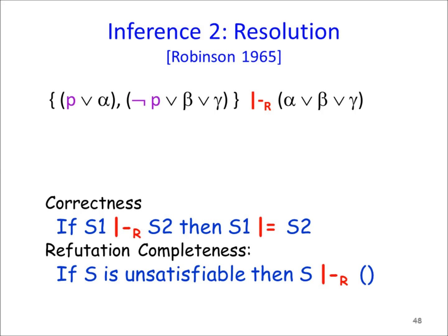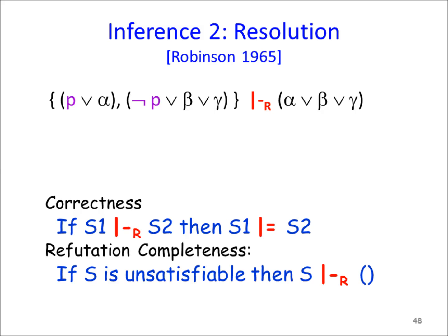Refutation completeness says that if a formula is unsatisfiable, then my algorithm will always be able to refute it. So, what would be unsatisfiable? P and not P is an unsatisfiable formula, for example.